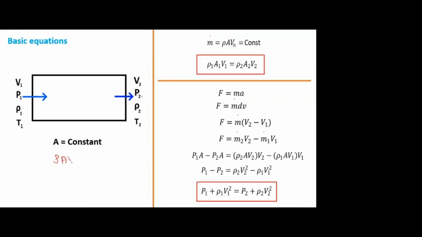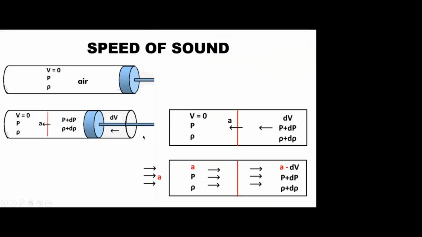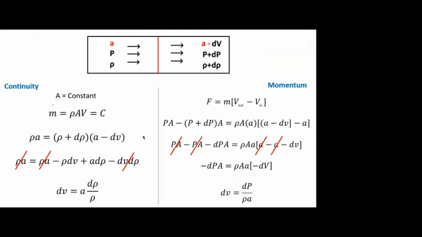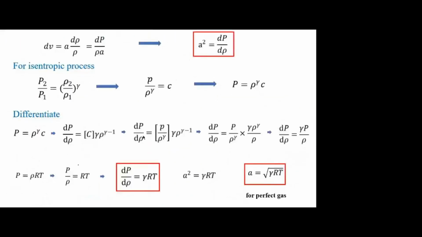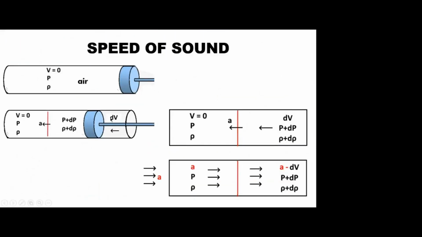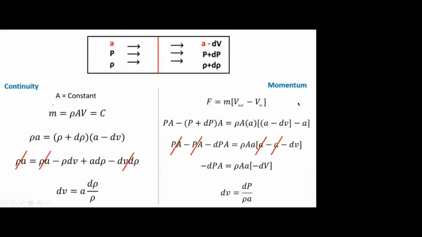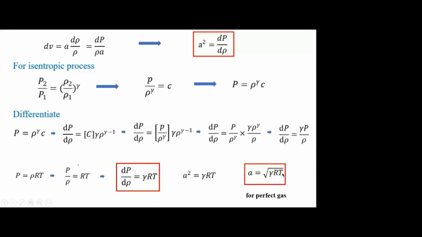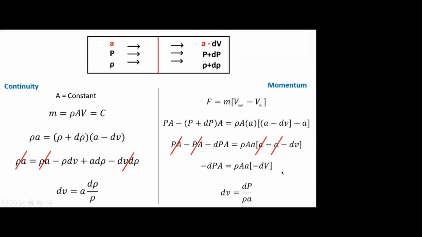Continuity equation is rho A V is equal to constant. Momentum equation is P plus rho V square is equal to constant. Energy is H plus V square by 2 is equal to constant. That's it. So next one is speed of sound derivation. First we will start with the control volume. Then I will apply continuity and momentum equation. Then we will come to the final equation.